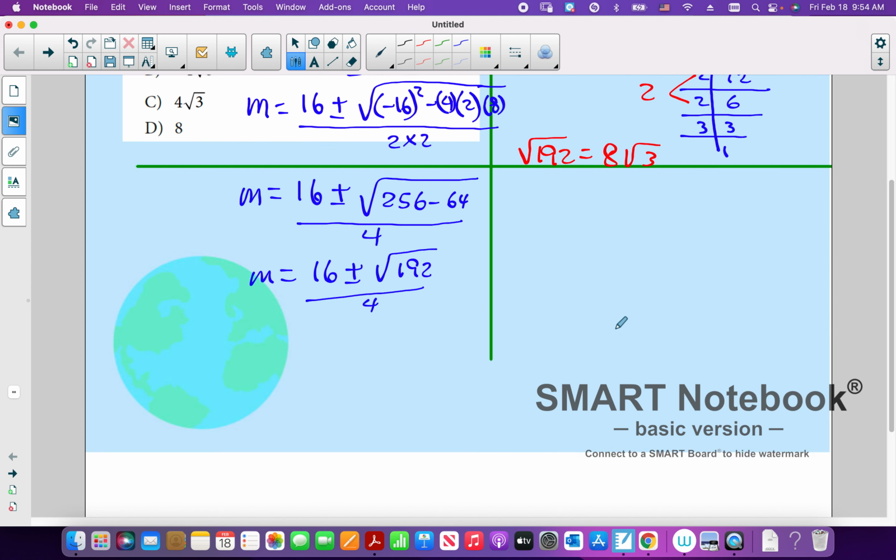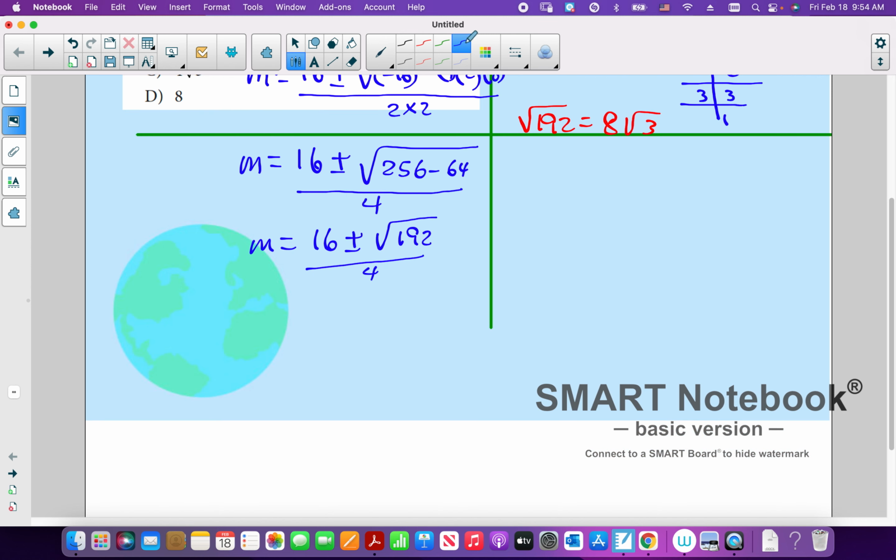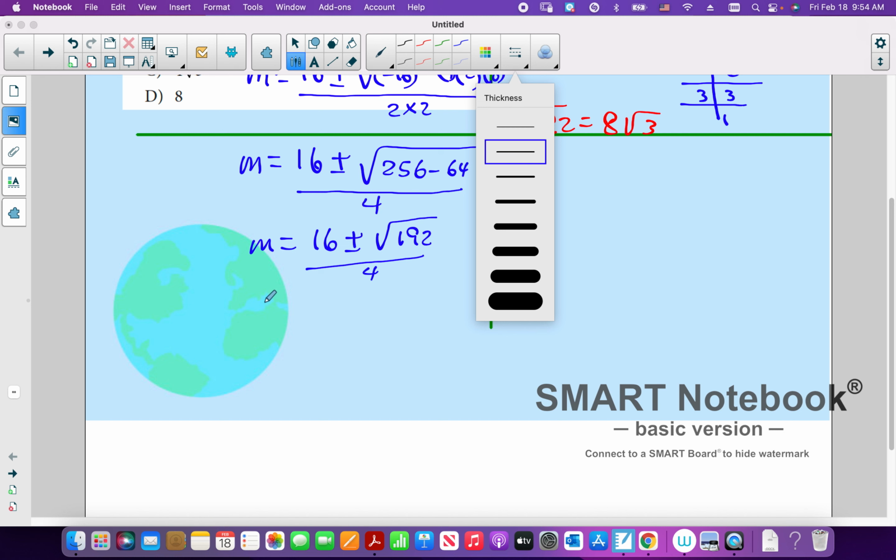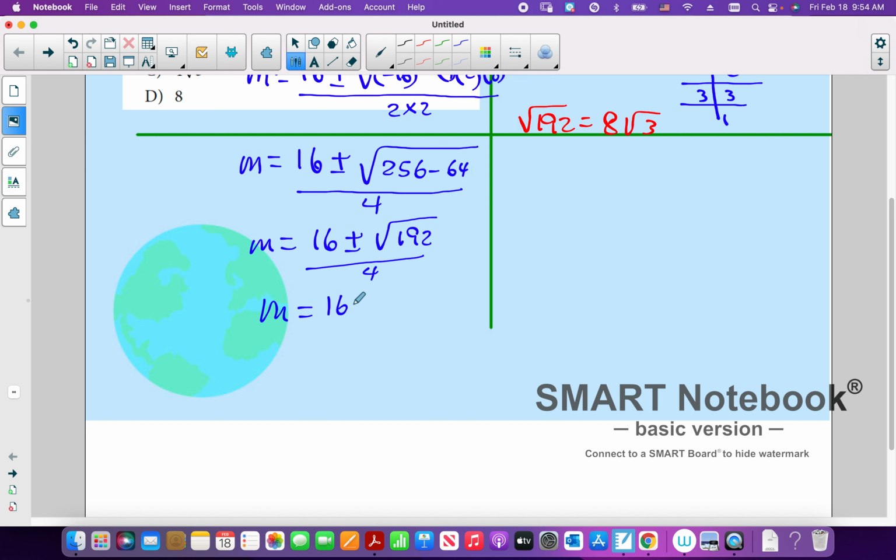So in my problem, m is equal to 16 plus or minus 8 root 3, and I'm going to separate it over 4. That'll give me two roots. Let's call them m1, which is equal to 4 plus 2 root 3, and m2, which is equal to 4 minus 2 root 3.